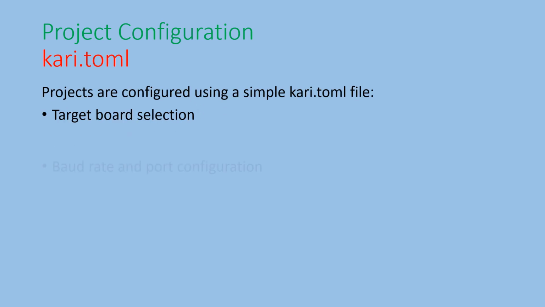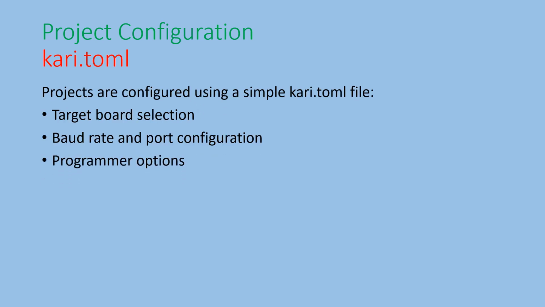So the other thing is about the project configuration. kariRS also provides you with a file known as the kari.toml file, and this is where you do the configurations for the kariRS projects. So projects are configured using a simple kari.toml file, where you can do the target board selection, the board and port configuration, programmer options, and also we have the dependency declarations, which will be implemented as time goes on, as kariRS grows bigger. This is the section where you'll be adding new libraries.